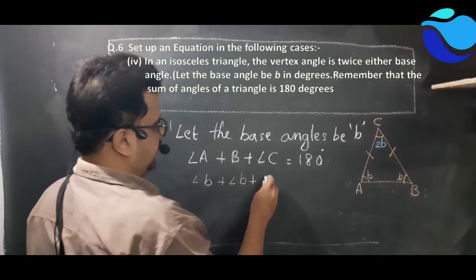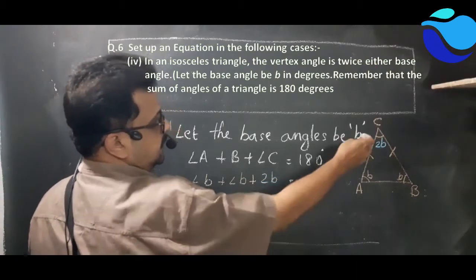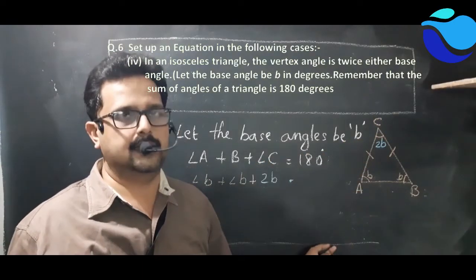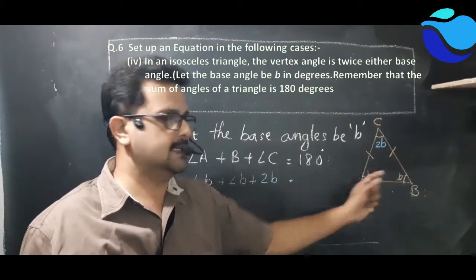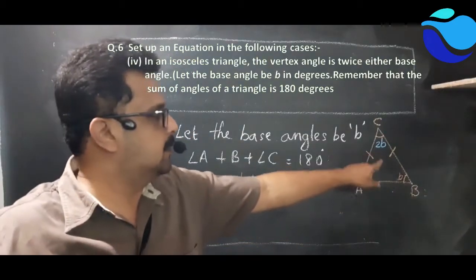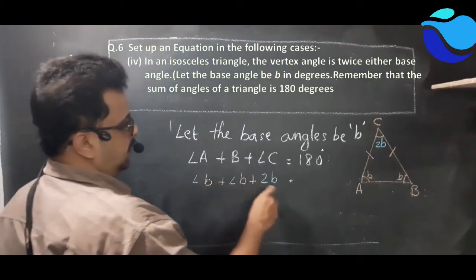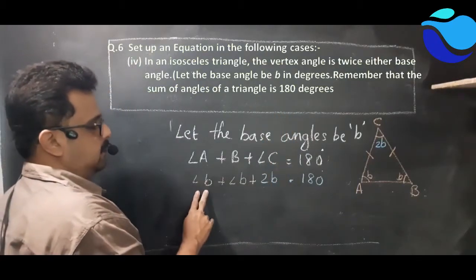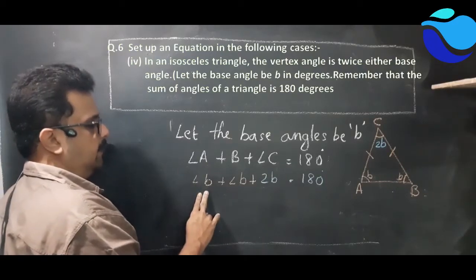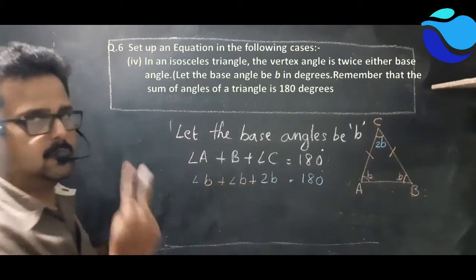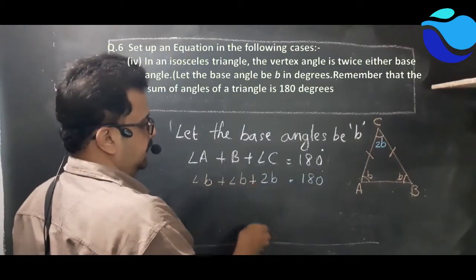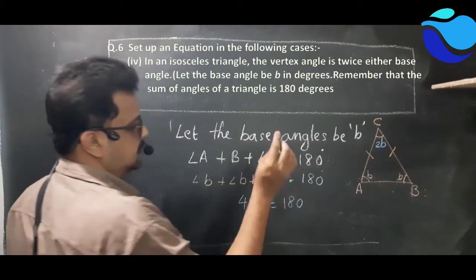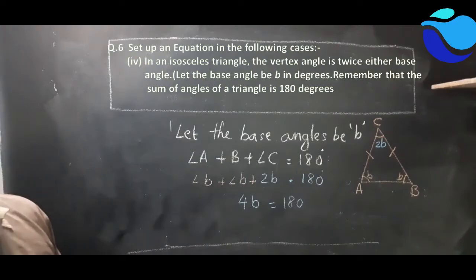That I will write here. Why is it written 2B? Because it is given in the question that the vertex angle is twice the base angles, and they asked us to take the base angles as angle B. Twice the base angle means 2 into B, 2B. So once we add all these, we will get 180 degrees. So how many B's are here? There is one B, here is the second B. One B added to another B, we will get 2B. Then 2B plus 2B will be 4B equal to 180. This is our equation. 4B is equal to 180.